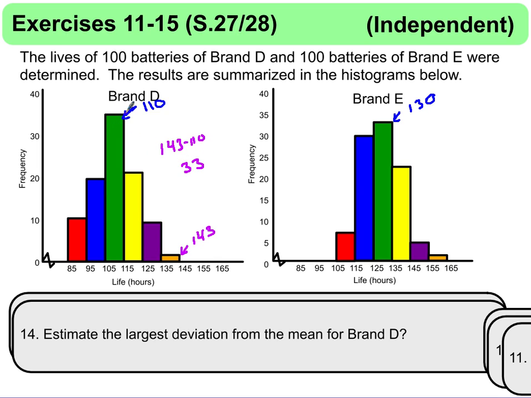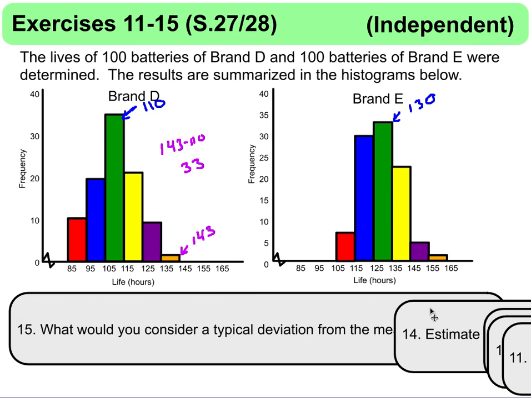Likewise, I know it's not over here because if I did 110 minus 85, that would only be 25. So 33 would be a larger variability difference than 110 to 85. And so the final question here is, what would you consider a typical deviation from the mean of brand D? And so we would say an average variation would be anywhere from 5 to 16 hours would be a good variability for that particular brand before you start to see a lot of differentiation or change.